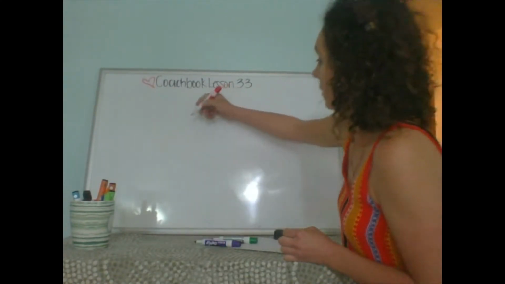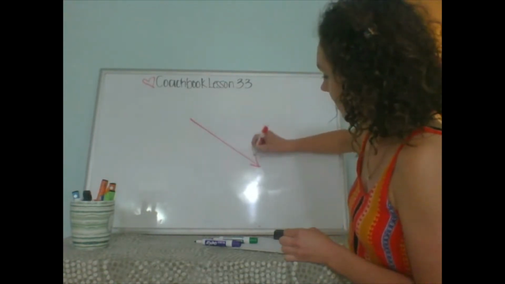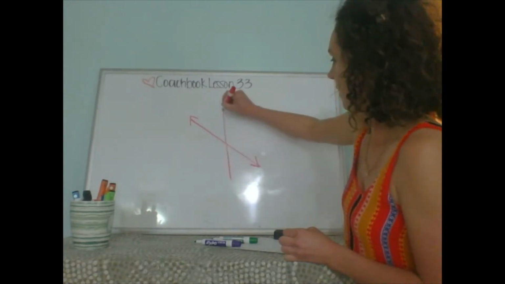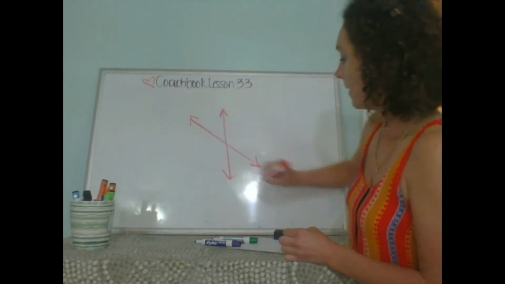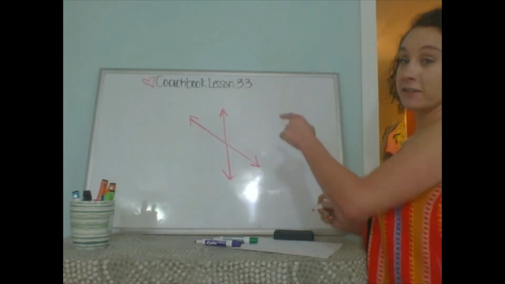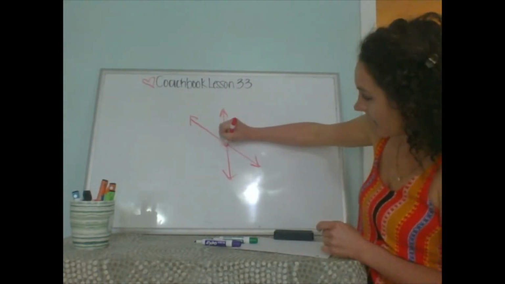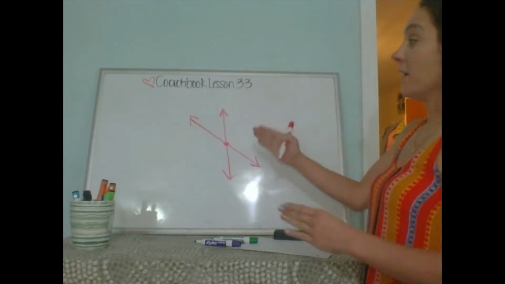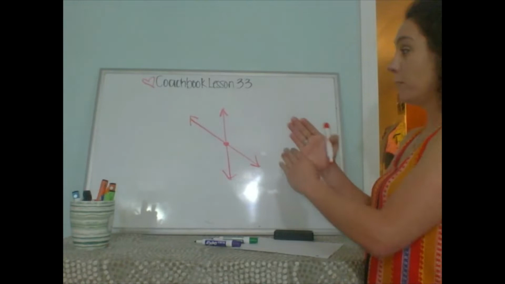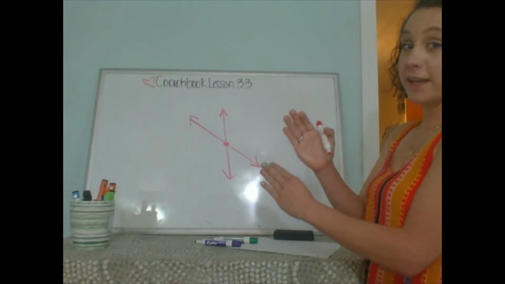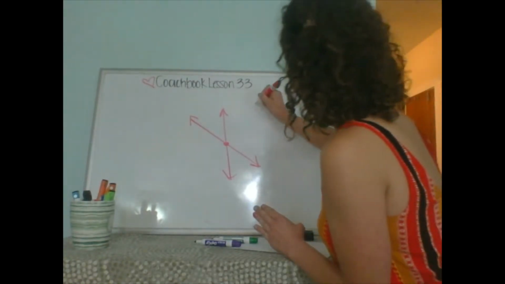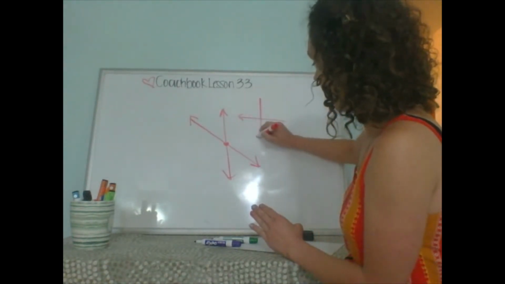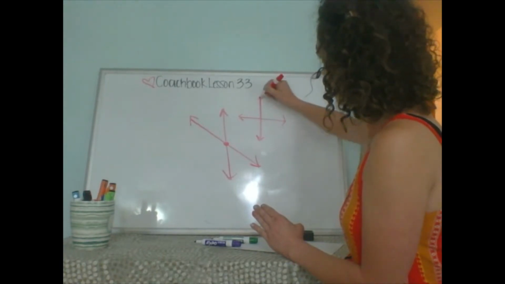So let's say we have a line like this, and a line like this. These are considered intersecting lines because they intersect at a point. They cross over each other. They are not perpendicular though. They do intersect, but for intersecting lines to be considered perpendicular, they have to look like this.